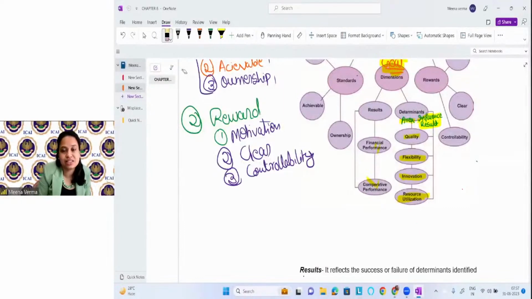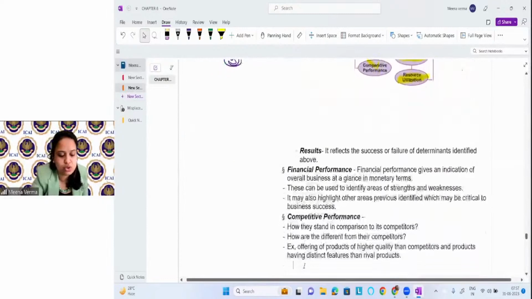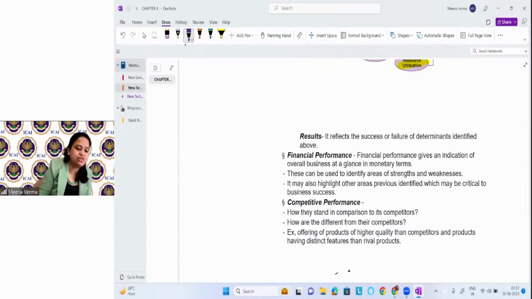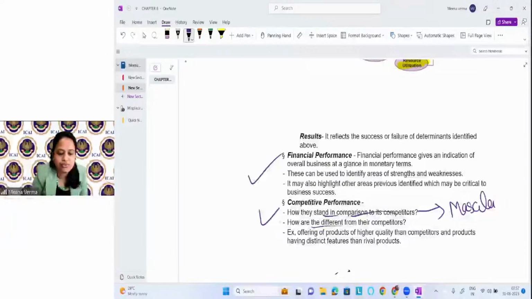How? By their tastemaker. So obviously, if you achieve the competitive advantage, it will help you achieve the financial goal also. Once you achieve the competitive advantage, that will help you improve your financial goals also. So how do they stand in comparison to competitors? How does Maggi stand? Because of their tastemaker. How are they different from their competitors? Because of their tastemaker.